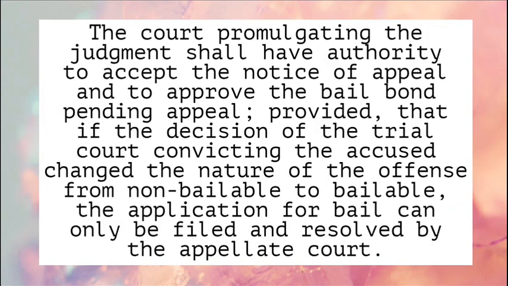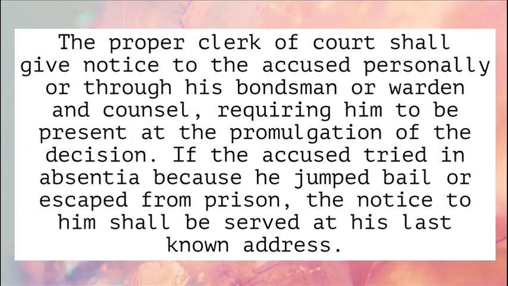The court promulgating the judgment shall have authority to accept the notice of appeal and to approve the bail bond pending appeal, provided that if the decision of the trial court convicting the accused changed the nature of the offense from non-bailable to bailable, the application for bail can only be filed and resolved by the appellate court. The proper clerk of court shall give notice to the accused personally or through his bondsman or warden and counsel, requiring him to be present at the promulgation of the decision. If the accused was tried in absentia because he jumped bail or escaped from prison, the notice to him shall be served at his last known address.